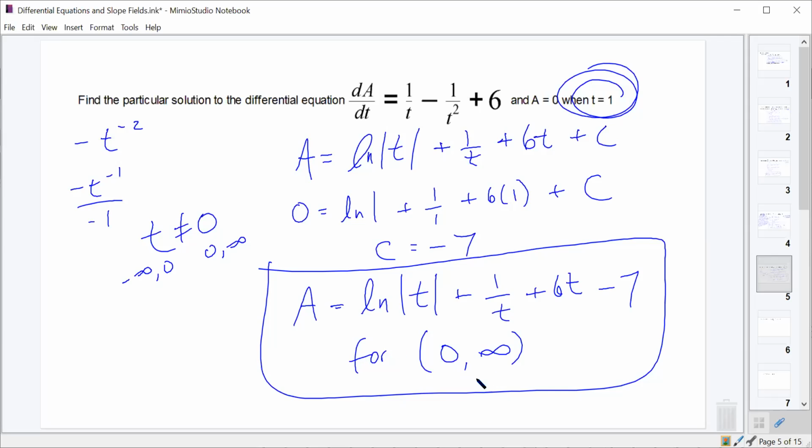If we wanted to, and this is totally not necessary, because we're going from 0 to infinity and now only saying positive numbers, we could eliminate that absolute value and say it's just natural log of t plus 1 over t plus 6t minus 7, since we're only talking 0 to infinity. But if we'd had negative infinity to 0 in there, we'd have to keep the absolute value on. But that's another point for a different day. We're going to talk more about that kind of stuff tomorrow probably, maybe the day after. Any other questions?